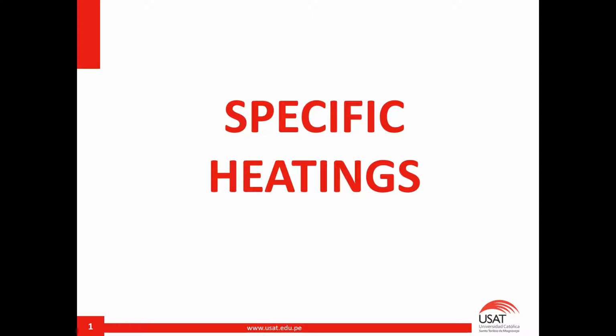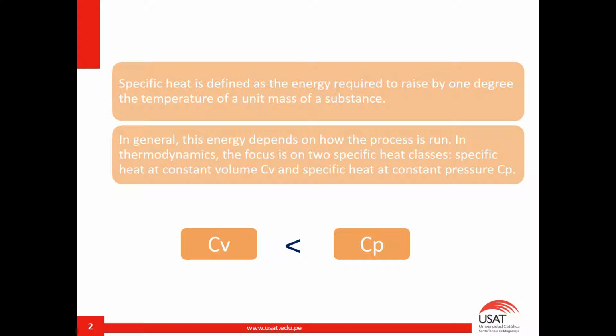Specific heat. Specific heat is defined as the energy required to raise by 1 degree the temperature of a unit mass of a substance. In general, this energy depends on how the process is run. In thermodynamics, the focus is on two specific heat classes: specific heat at constant volume, Cv, and specific heat at constant pressure, Cp.